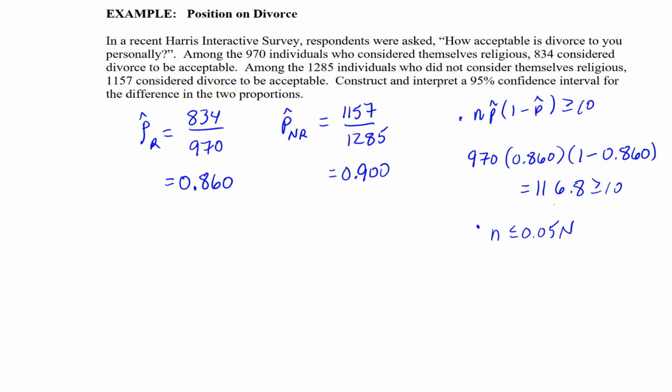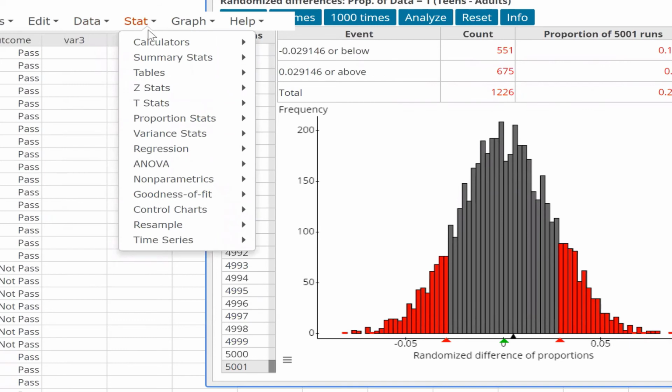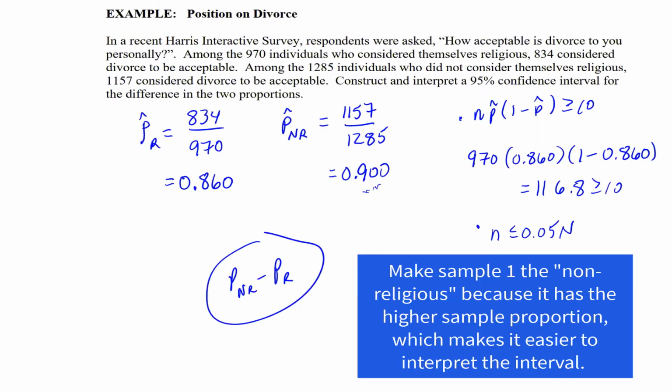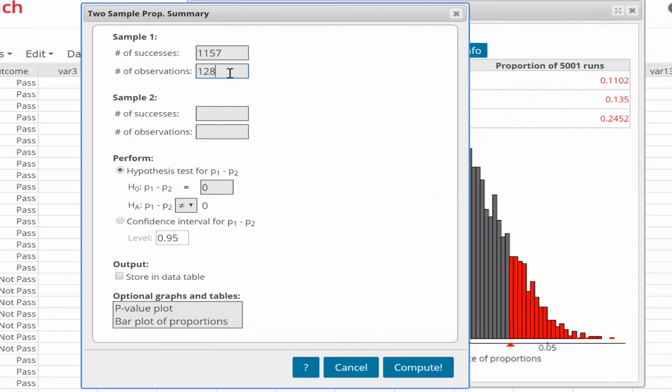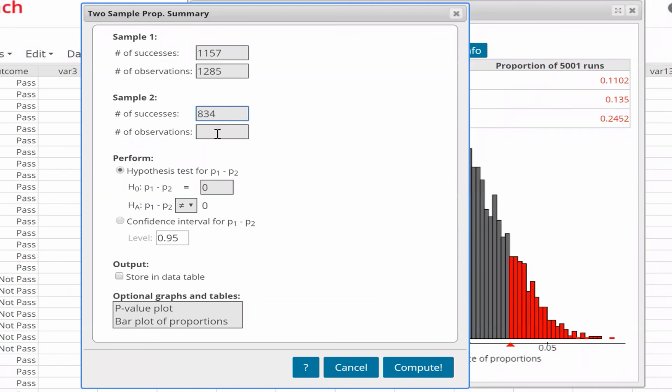And so now we can construct the confidence interval using StatCrunch. Here's what we do. You're going to go Stat, Proportion Stats, Two Sample, With Summary. Because again, we have summarized data. So I'm going to say sample 1 is my non-religious: 1157 out of 1285. And then sample 2 is my religious: 834 out of 970. And now under Perform, we're doing a confidence interval.